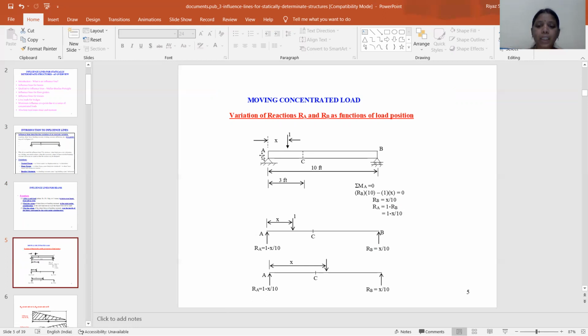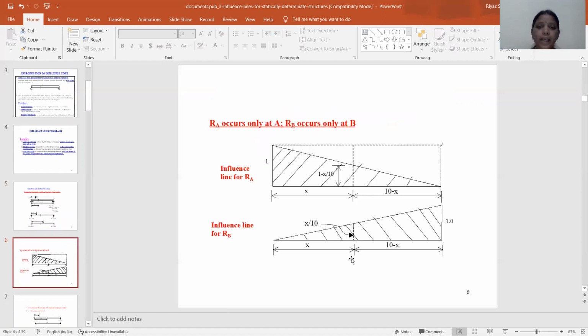We already found the reaction RB as X divided by 10. Substituting the value of RB, RA equals 1 minus X divided by 10. So this is the RA reaction and the RB reaction: RA equals 1 minus X divided by 10 and RB equals X by 10 at a distance of X. For the section at C, over the loads of a point load, RA occurs only at A and RB occurs only at B.